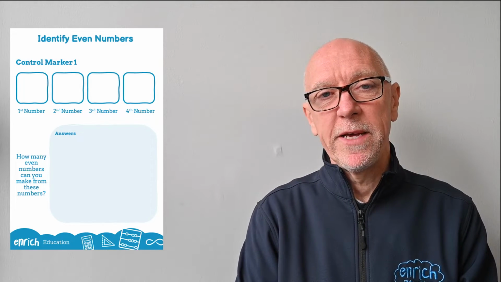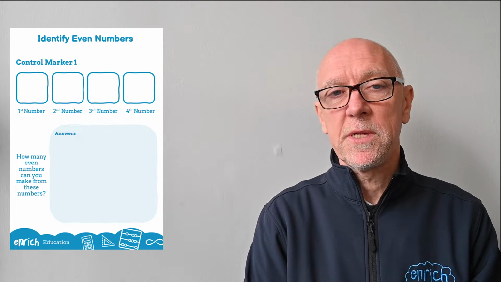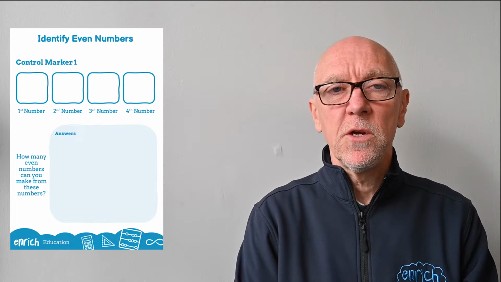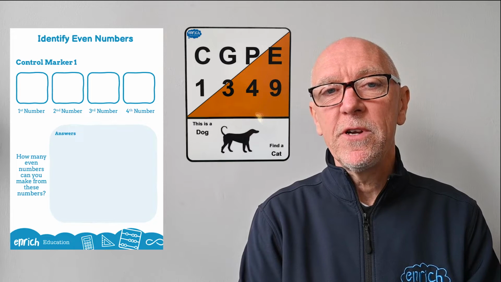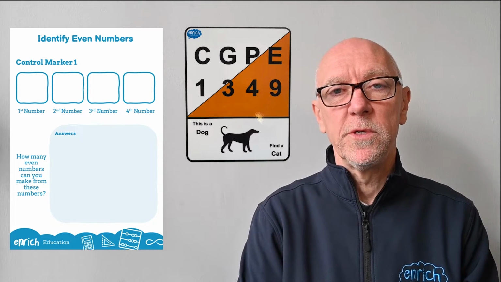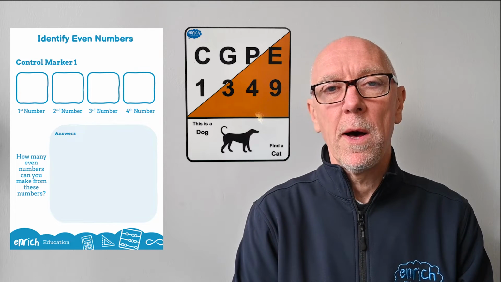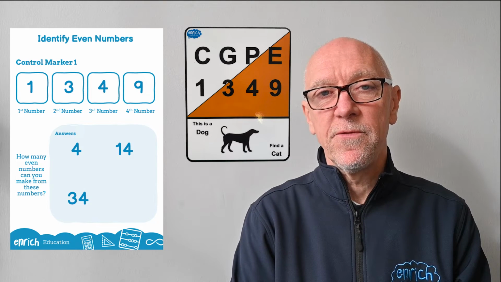This next activity makes use of the 4 numbers that each marker contains to reinforce children's understanding of even numbers. Children use their map to find specified control points. At each one, they record the 4 numbers from the control marker. They then have to make as many even numbers as possible using these 4 numbers. The numbers from the control marker at control point 1 are 1, 3, 4 and 9. So children could make the even numbers 4, 14, 34 and 94 out of these numbers.